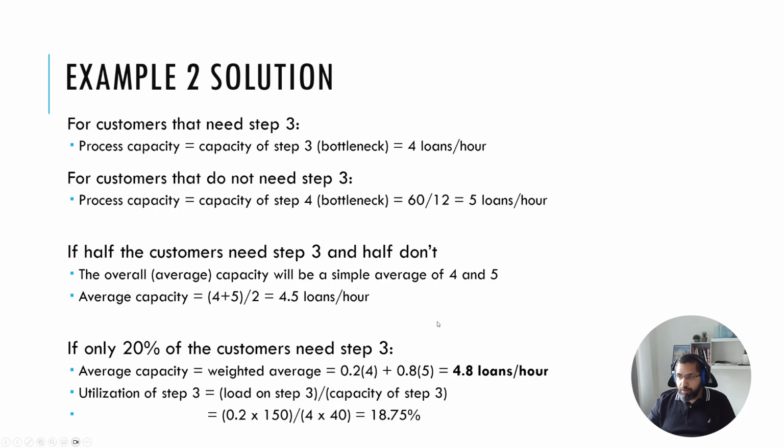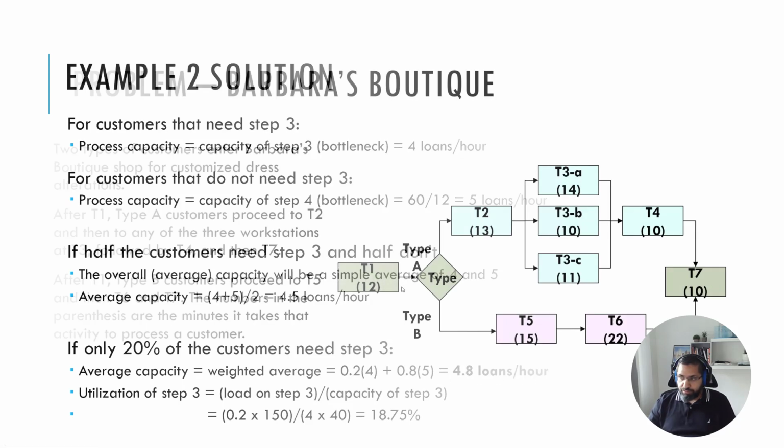Okay. So here in the middle of the slide, I'm saying, what if it was half-half? You'll get 4.5, but it's not half-half. So you'll do a weighted average, you get 4.8 logons per hour. So that'll be the answer.